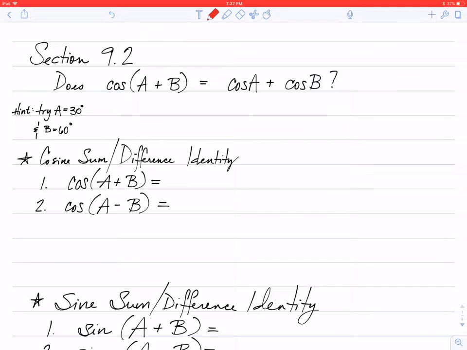So the cosine sum identity will be the cosine of angle A times the cosine of angle B minus, yes, I said minus, the sine of angle A times the sine of angle B. The cosine difference identity is almost identical to this. We will have the cosine of angle A times the cosine of angle B plus the sine of angle A times the sine of angle B.